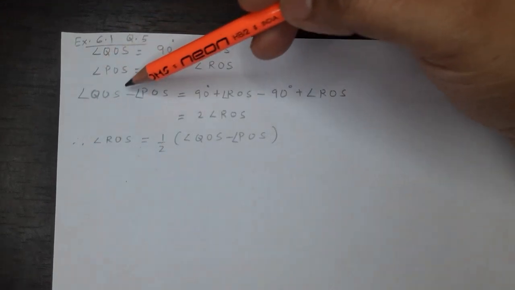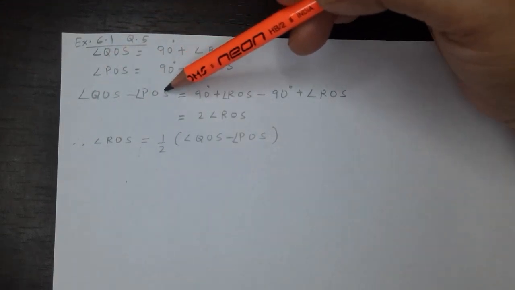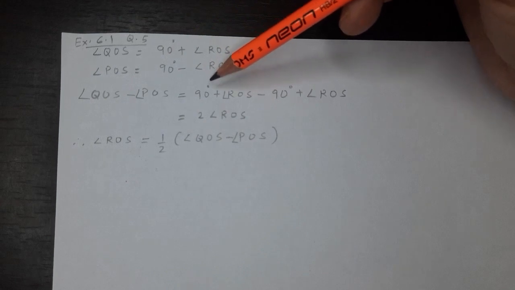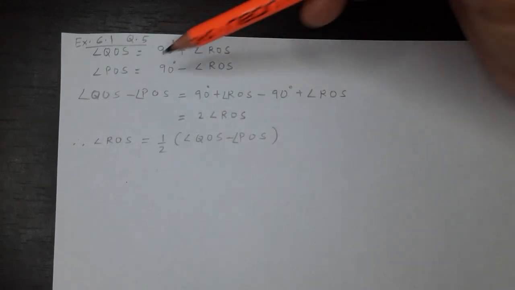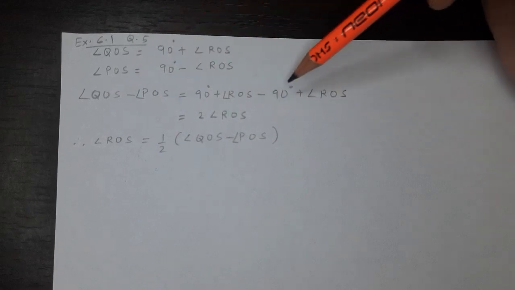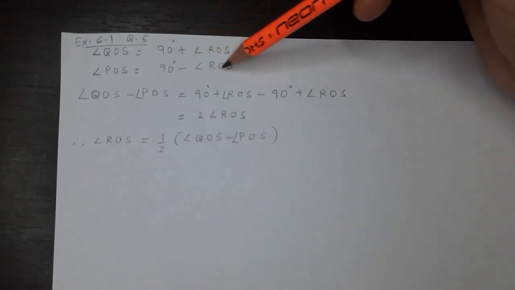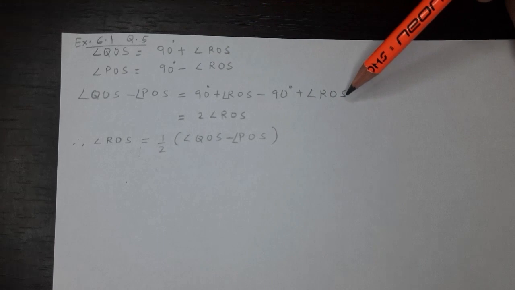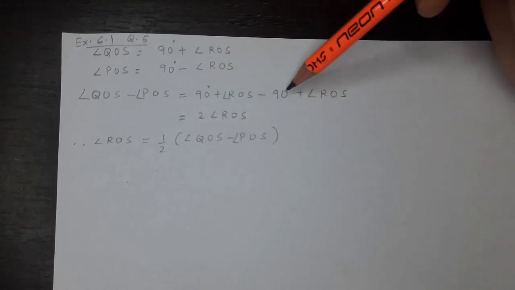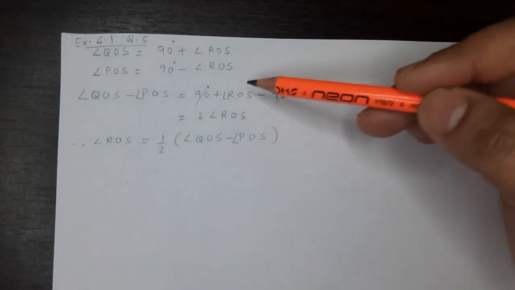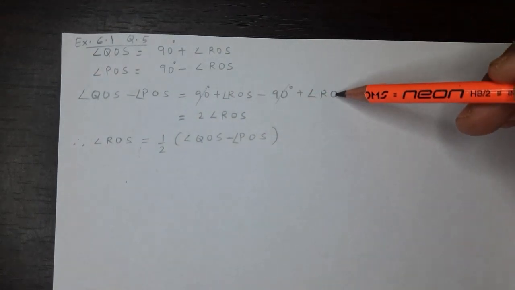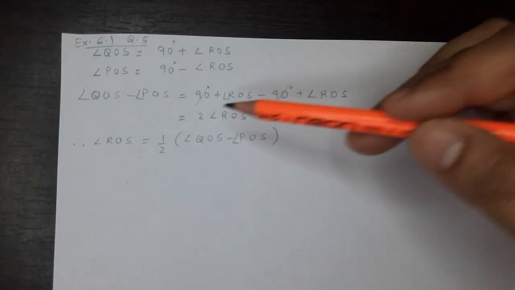Now if you do QoS minus POS, it will be the same as 90 plus ROS, as is, which I wrote for QoS, and minus POS, so minus 90, and minus of minus ROS becomes plus ROS. Okay, so 90 minus 90, these two get cancelled. ROS plus ROS, so this becomes 2ROS.